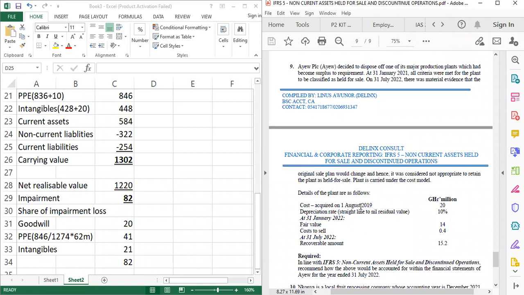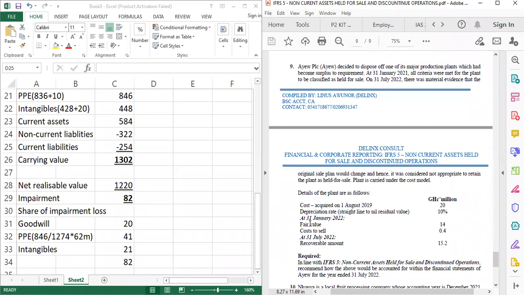1st August 2019. Okay. So at the day that they are going to do the reclassification, we need to know the current value of the asset as at that date, isn't it? Okay. All right. We need to know the current value of the asset as at that date.